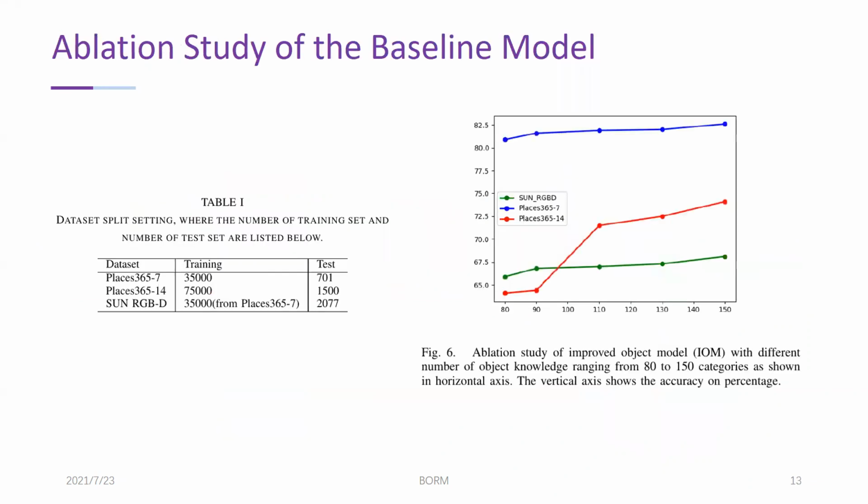The dataset used for evaluation is shown in Table I, which aims to test the generalization ability of the proposed algorithm. The training set of SUN-RGBD is based on the Places 365-7 dataset. The ablation study of the baseline model is shown in Figure 6. As the number of object classes increases, the performance of the scene recognition also increases. Surprisingly, the IM baseline surpasses the object model with over 20.5% accuracy on average.